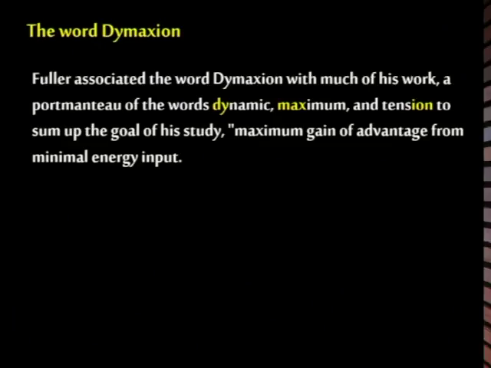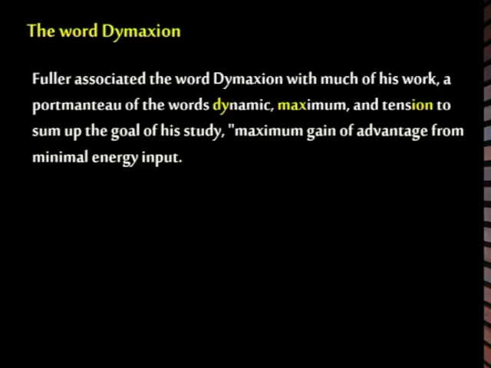We need to look at the word Dymaxion itself, because Buckminster Fuller constantly associated the word Dymaxion with most of his work. This word is a portmanteau of the words dynamic, maximum and tension to sum up the goal of his study: maximum gain of advantage from minimal energy input. He took the dy from dynamic, max from maximum and ion from tension, thereby giving this word Dymaxion.